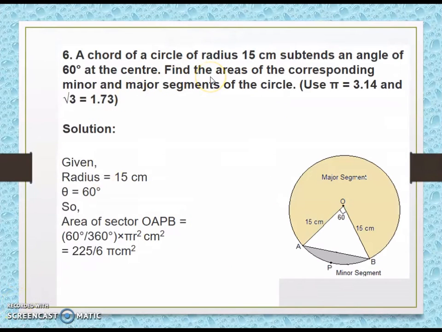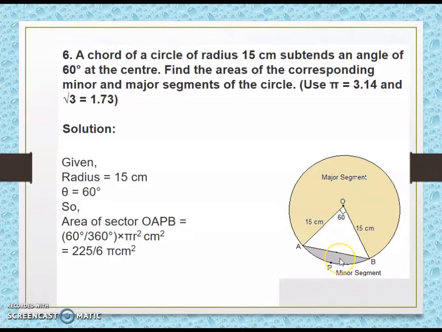Sixth problem. A chord of a circle of radius 15 centimeter subtends an angle of 60 degree at the center. Find the areas of the corresponding minor and major segments of the circle. So you have to find this one. Central angle is given 60 degree. Radius is 15 centimeter. You have to find the minor segment. Major segment will be this complete area. But to find major segment, you can just simply subtract the area of the circle minus minor segment.